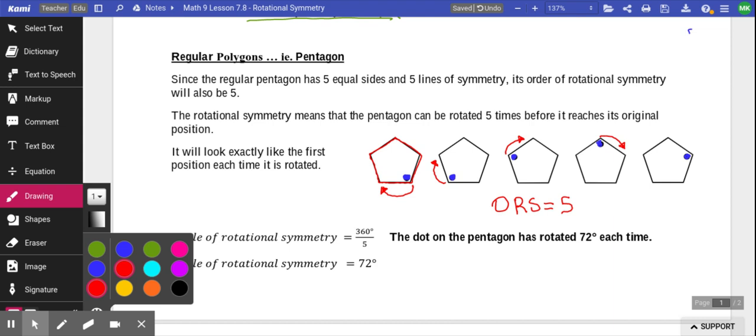Figuring out the angle that I'm rotating is hard because it's not really doing a 90-degree turn. It's not doing a 180. It's kind of like doing a weird turn, right, to get from corner to corner. The way we figure out that angle is by doing the angle of rotational symmetry equals 360 degrees divided by 5, because there's 5 different positions that would look the same. If you put that in your calculator, that means the angle of rotational symmetry is 72 degrees. That means for every 72 degrees, we would get these angles.